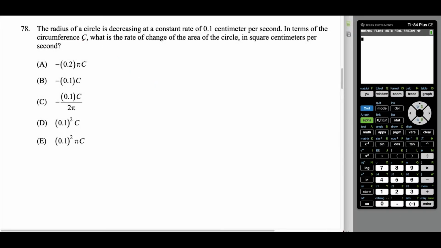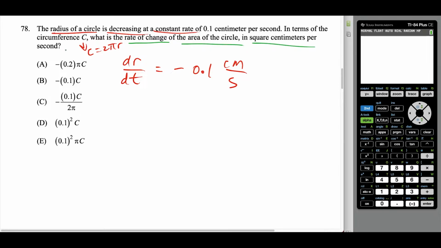For the next question, we have the radius of a circle is decreasing at a constant rate. For related rates questions like this, what I like to do is translate the stuff that I underlined in red into differential language. So I would say dr/dt equals -0.1 centimeters per second. We want to answer in terms of circumference, and just know circumference is equal to 2 pi r. We want to know the rate of change of area of the circle in square centimeters per second.